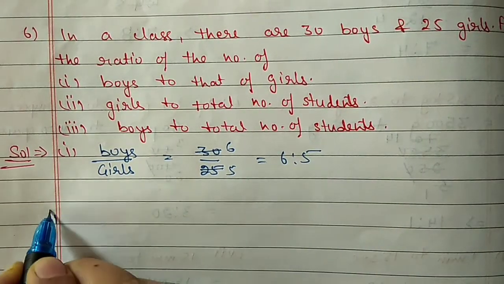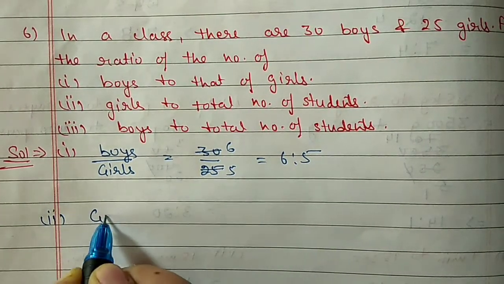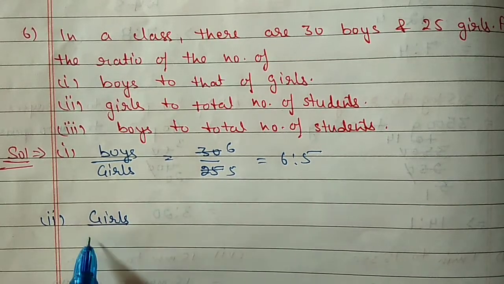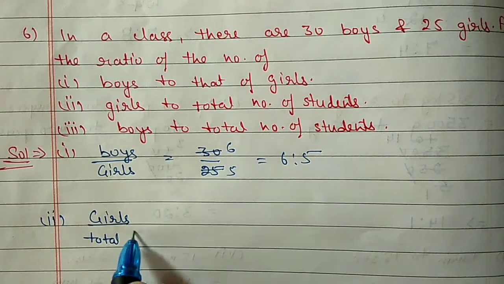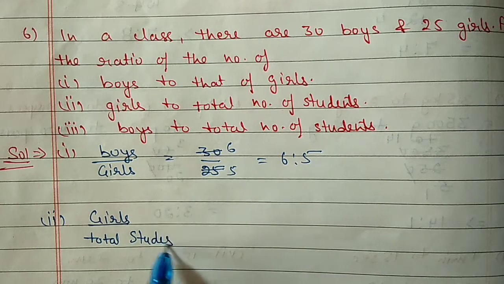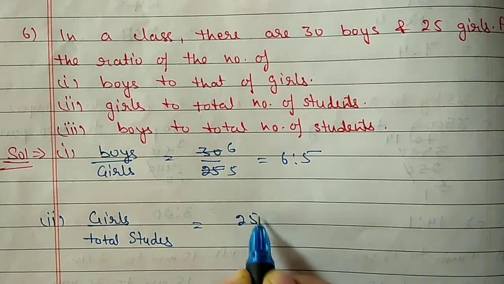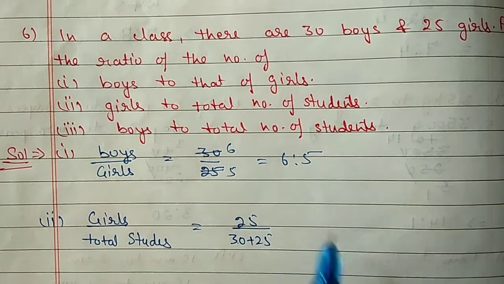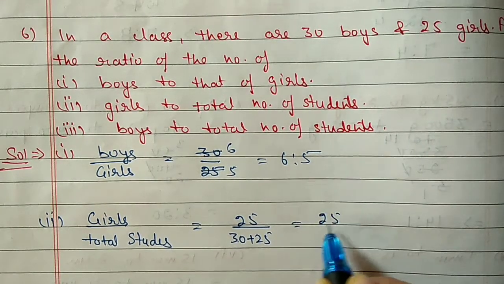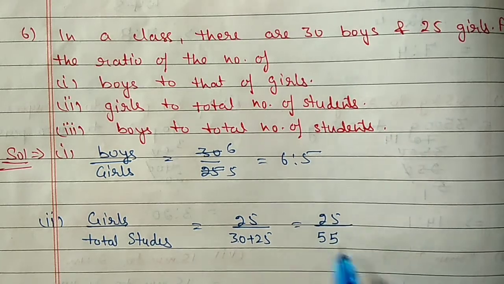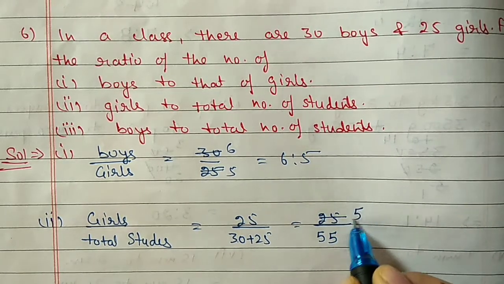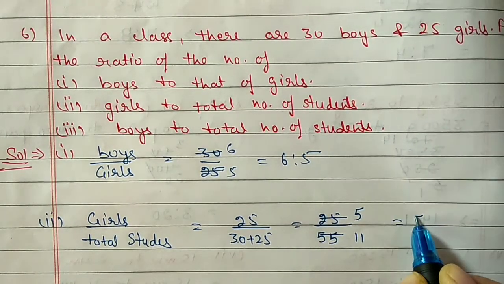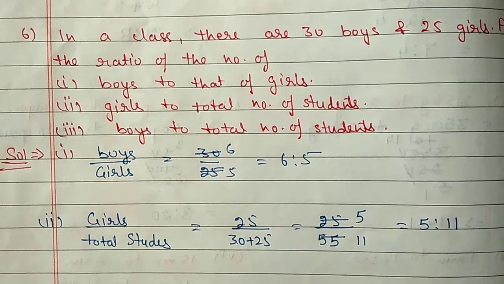Now second part, you have to find out girls to the total students. Girls are 25 and total students are 30 plus 25, means boys plus girls. So 25 by 55. Now you can do the cancellation. 5 5s are 25 and 5 11s are 55. So the answer here is 5 is to 11.